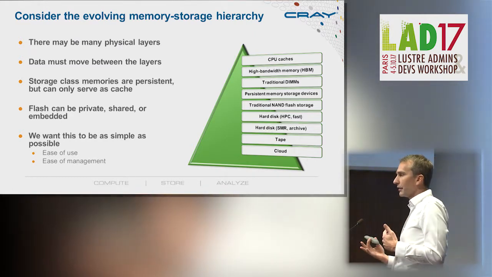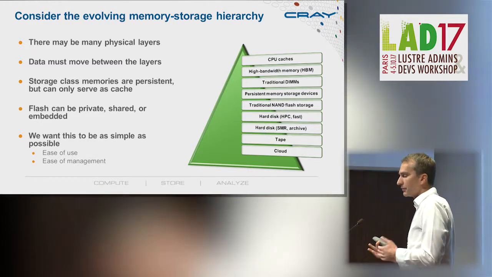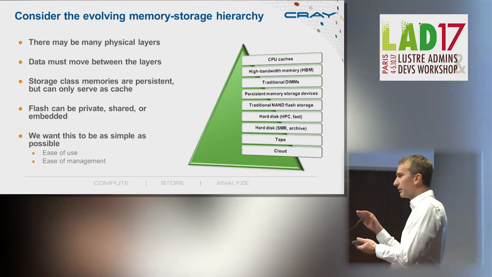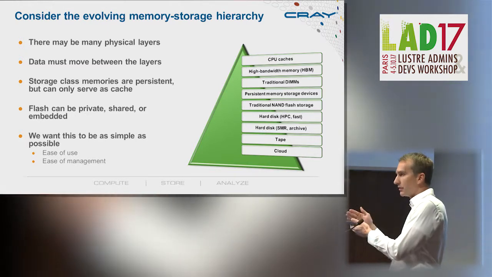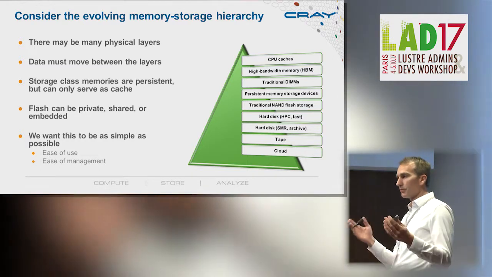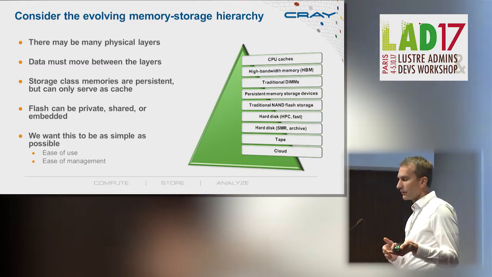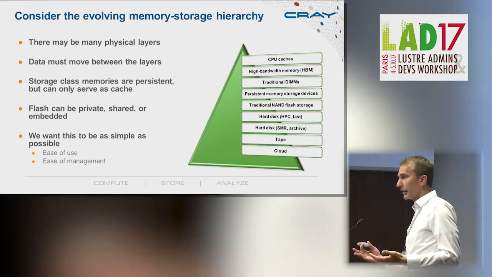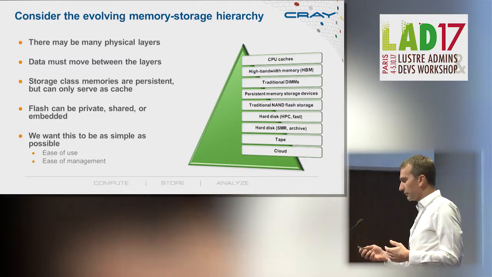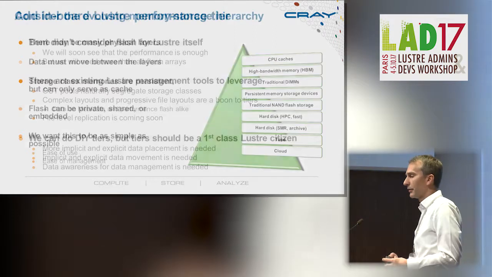And just keep in mind a few things, like new technology such as storage class memory devices. While they may be persistent, they can only really serve as cache. They're really intended to be used in a temporal sense, right? And also thinking about flash, where could it be? How could it be used? It could be private, node local, for example. It could be shared on a network, or it can be embedded in the storage device, or in the parallel file system. And we want this to be simple, right? We want to be able to actually use it and not have to suffer and cry about it.